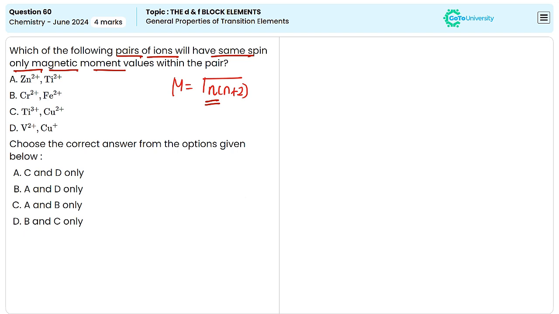Here n denotes the number of unpaired electrons present in the species. In case of the transition metal ions, we need to check the number of unpaired electrons present in the d subshell. Let's come to the options given here and find out the spin only magnetic moment values of each species. The first one is Zn2+ ion. Zinc has the configuration 3d10 4s2, and when it loses 2 electrons to produce the Zn2+ ion, the electronic configuration becomes 3d10.